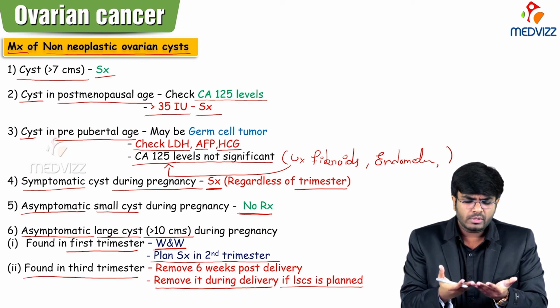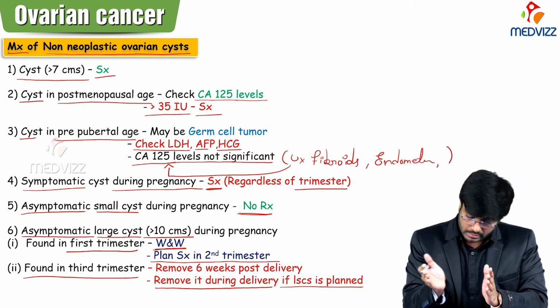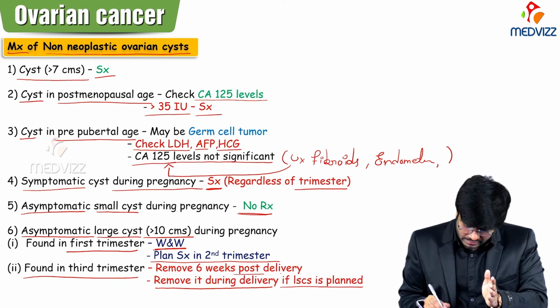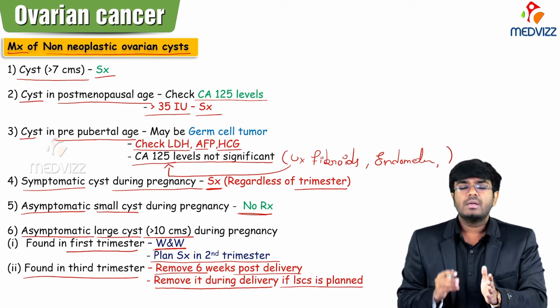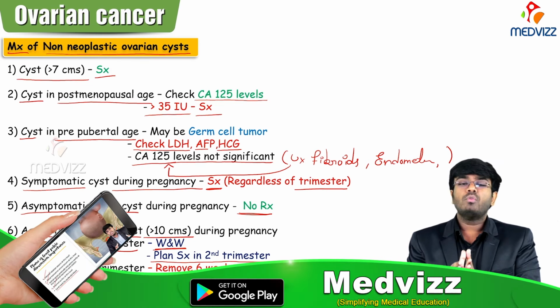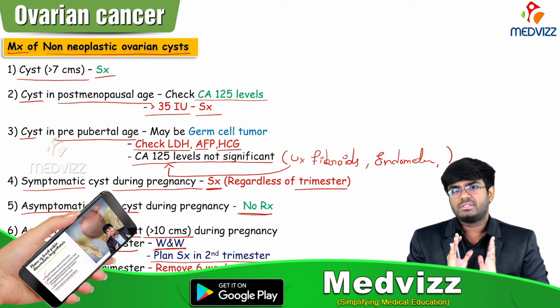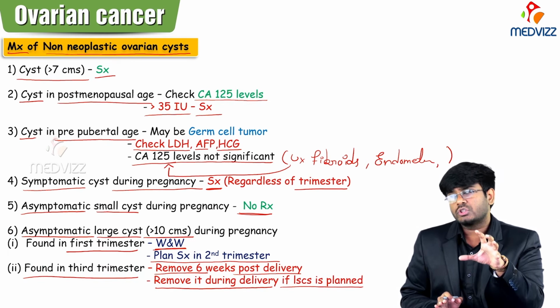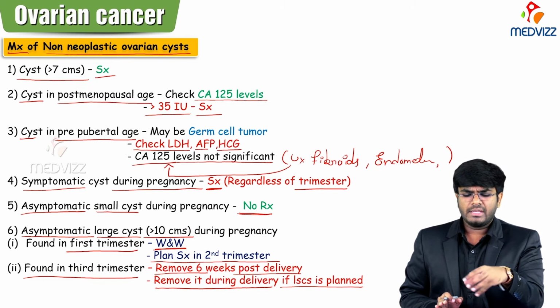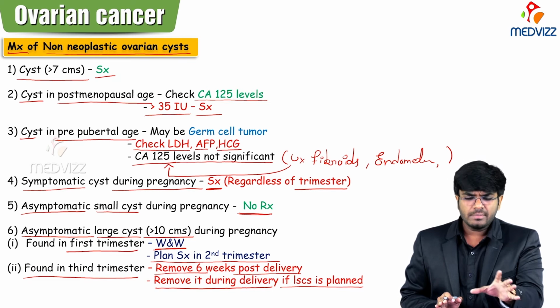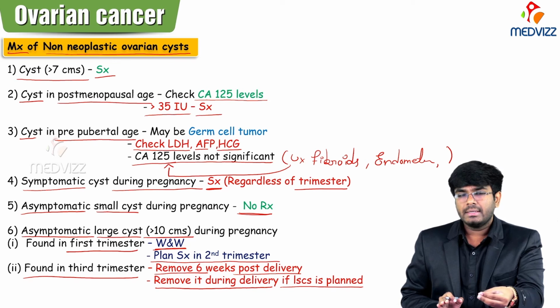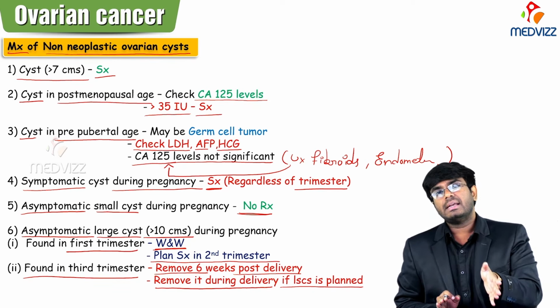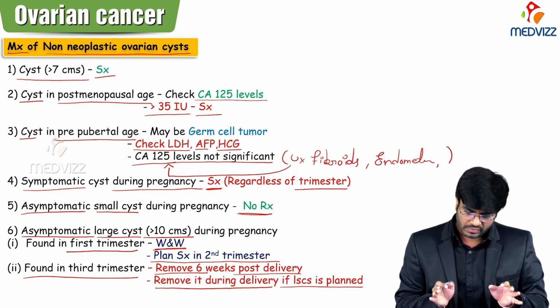What if she is going through a normal vaginal delivery? Post delivery, you have to wait for 6 weeks and then remove the cyst. It's very simple. If you have found the large cyst in the third trimester, either you can remove it while doing the C-section or plan it 6 weeks after the delivery. Okay, remove the cyst after 6 weeks.